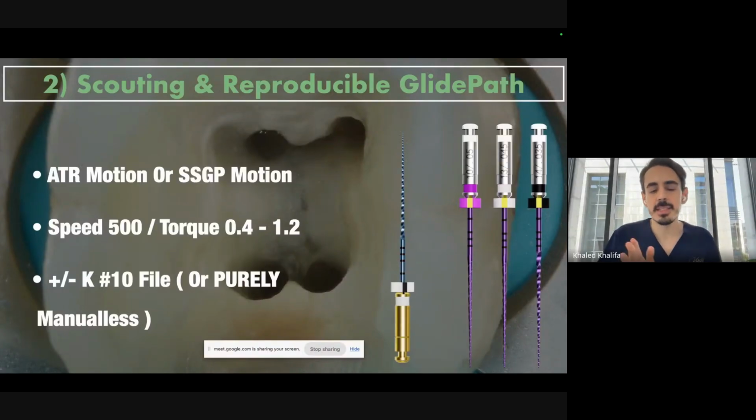We're going to add file 10 if you're not 100% or even 80% sensitive to the tactile sense using the rotary device. So we're going to add file 10 for scouting and for glide path before introducing the rotary glide path file, if you're worried about doing the case completely with rotary. And I advise people to try manual preparation first on many extracted teeth to develop the tactile sense before doing it on a patient.